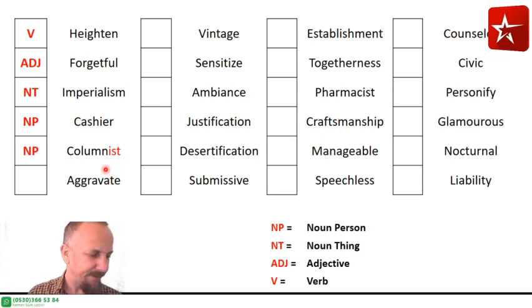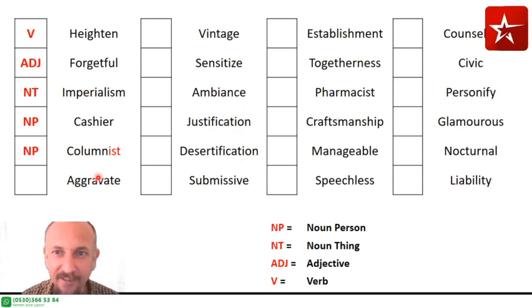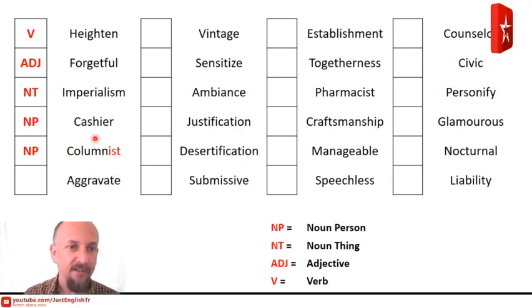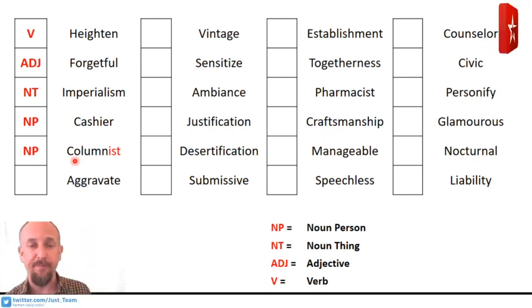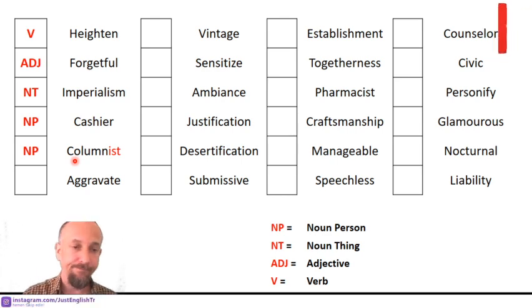Where's writer, Mr. Mehmet? I've got no idea where you are. Writer? I don't even think I have writer. A columnist? Yeah. Okay. A columnist is a writer for a newspaper, specifically. Someone who writes for a newspaper is called a columnist.